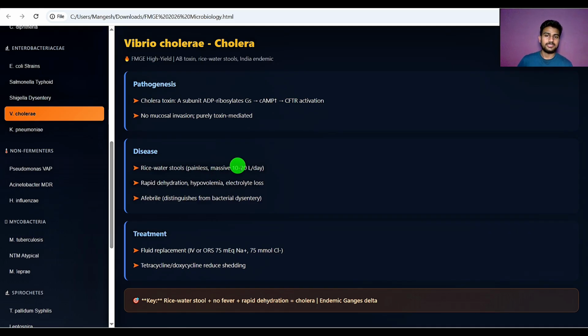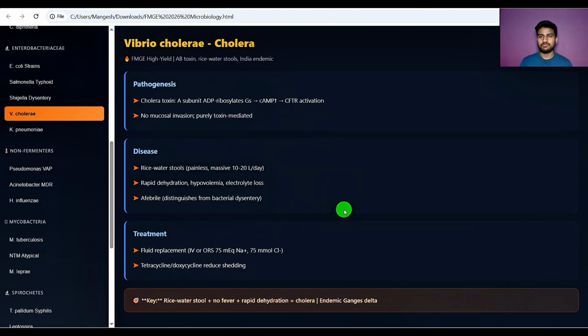Then there is a massive 10 to 20 liters per day diarrhea. So that is how severe it is, and the patient gets completely dehydrated, and this can be fatal at times. So that's why it is very important to diagnose and treat it at an earlier stage. The next thing about the disease is rapid dehydration. As I already told you, there is hypovolemia and there is electrolyte imbalance as well. So we have to give the patients Ringer lactate along with the other electrolytes.